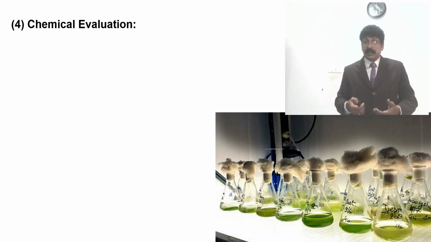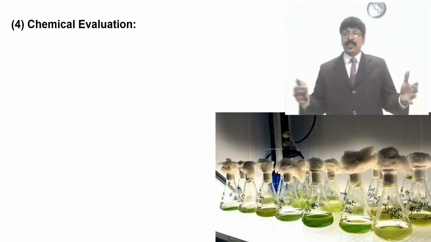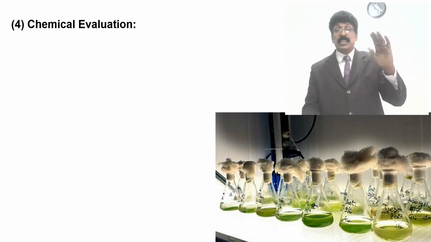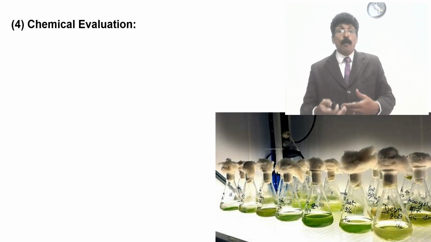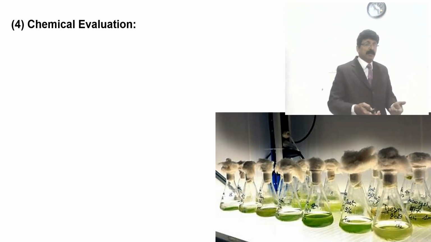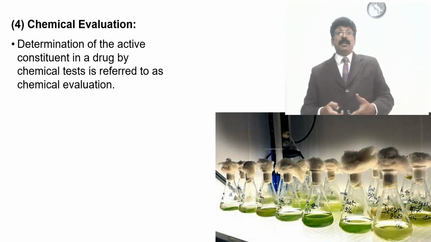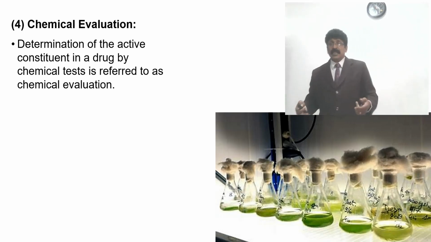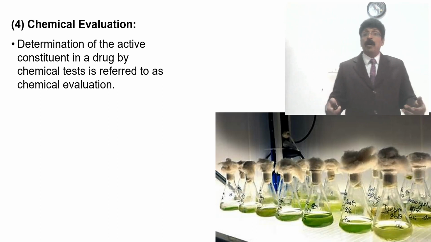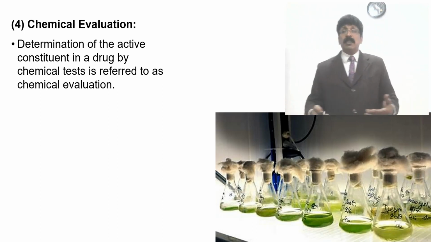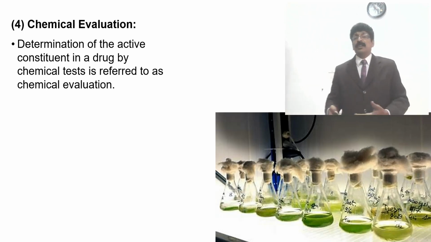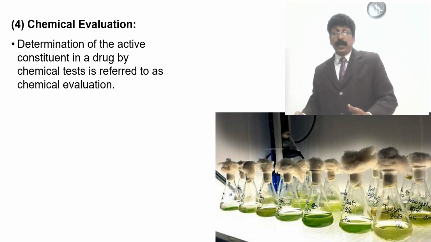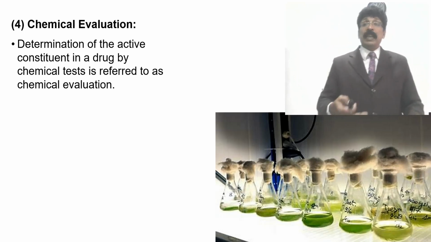But your syllabus is very short and wide, and this is a chapter where you should know what chemical evaluation is and some examples. In chemical evaluation, determination of active constituents such as alkaloids, if present, like quinine, quinidine, cinchonine, and how much amount, whether present or not, needs qualitative and quantitative estimation to evaluate the purity of the compound. That also comes under chemical evaluation.